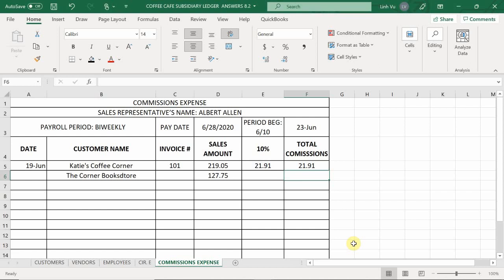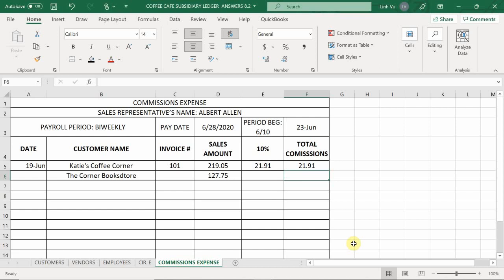You don't wait until they pay you the total amount. Well, that's what I meant. I'm not paying them now. I'm paying them on the 28th. Yes, but right now I'm just calculating the amount that I owe, that you have to pay him on commission.